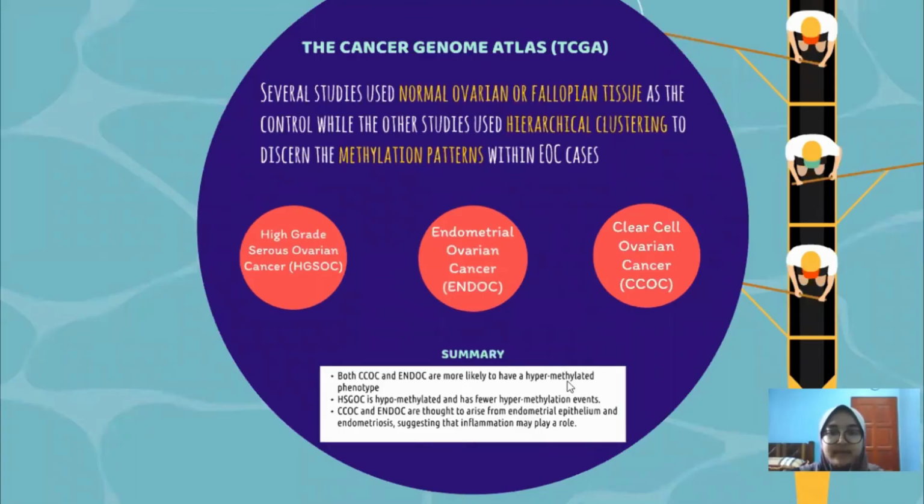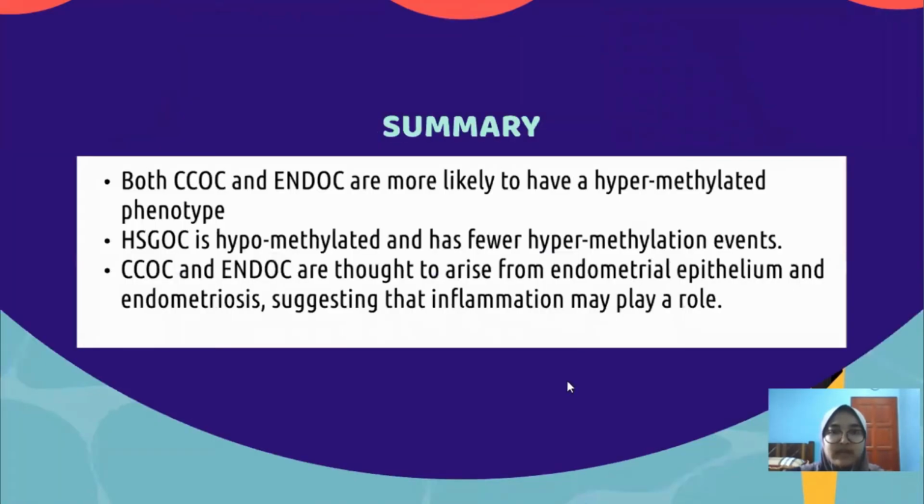In summary, both CCOC and ENDOC are most likely to have a hypermethylated phenotype, while HGSOC is hypomethylated and has fewer hypermethylation events. CCOC and ENDOC are also thought to arise from endometrial epithelium and endometriosis, suggesting that inflammation may play a role.